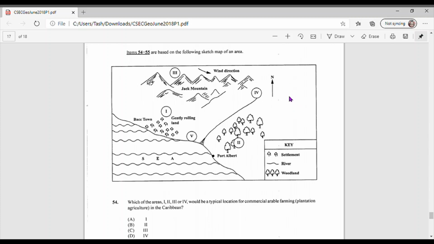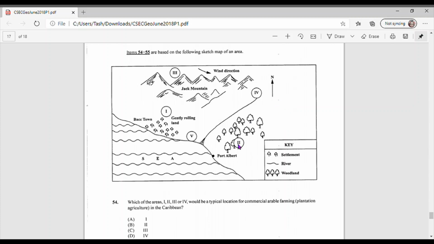the exhaust. So it would not be 1 because 1 would have been right at the city, so it would be heavily affected by air pollution. It would not be 3 either, so we're sure of 1 and we're sure of 3. We know that those would be out. 4 is right at the top or the source of the river, but it is right in the direction of the wind, so the wind would take away the exhaust from the area.